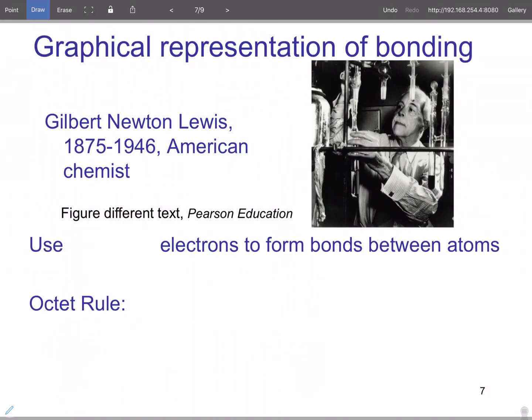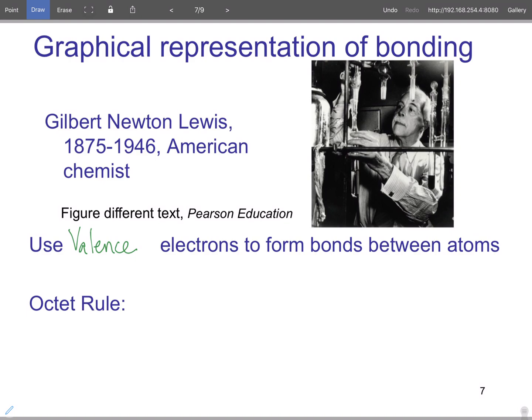Okay, another geek, Gilbert Newton Lewis. He was an American chemist who got the Nobel Prize because he came up with the bonding. You're going to use valence electrons to form a compound. In this case, the electrons will be shared in order to form the bond. But there are a couple rules associated with it. The first one is the octet rule, and the octet rule is rather simple.